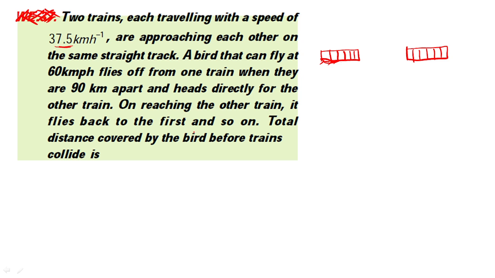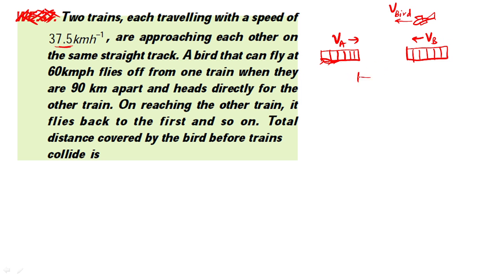Yes or no? So now they are moving in opposite directions. Let's say VA train in this direction and VB train in this direction. But a bird that can fly 60 kilometers per hour flies off from one train, and when they are 90 kilometers apart, heads directly for the other train. Means one bird is there. Let's draw one bird here like this. This bird is heading like this, which is the V bird. Is it okay, buddy?